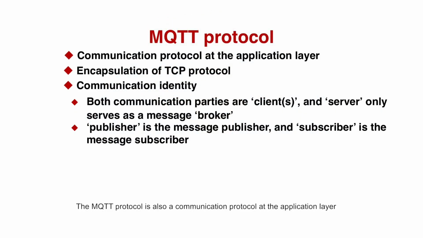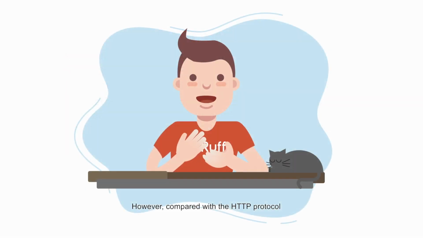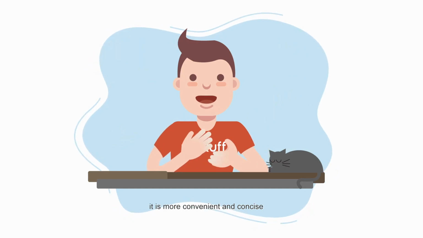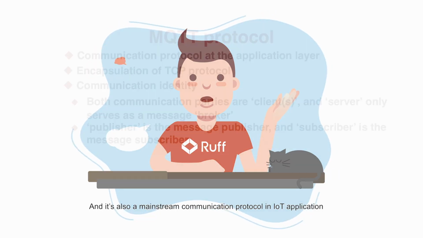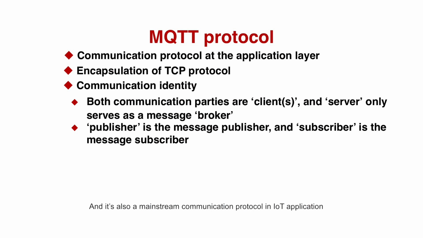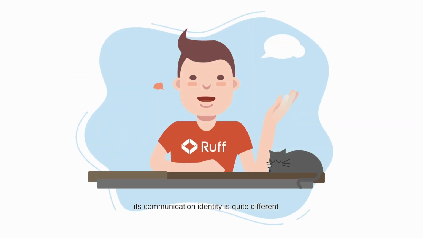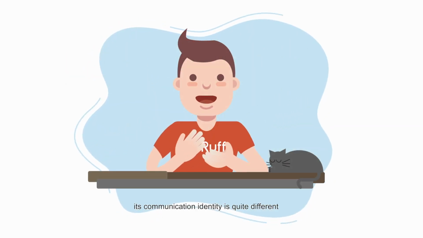The MQTT protocol is also a communication protocol at the application layer. However, compared with the HTTP protocol, it is more convenient and concise. And it's also a mainstream communication protocol in IoT applications. Its similarity with the HTTP protocol is that it also realizes encapsulation of the TCP protocol. Different from what we talked about before, in the scenario of the MQTT protocol, its communication identity is quite different.